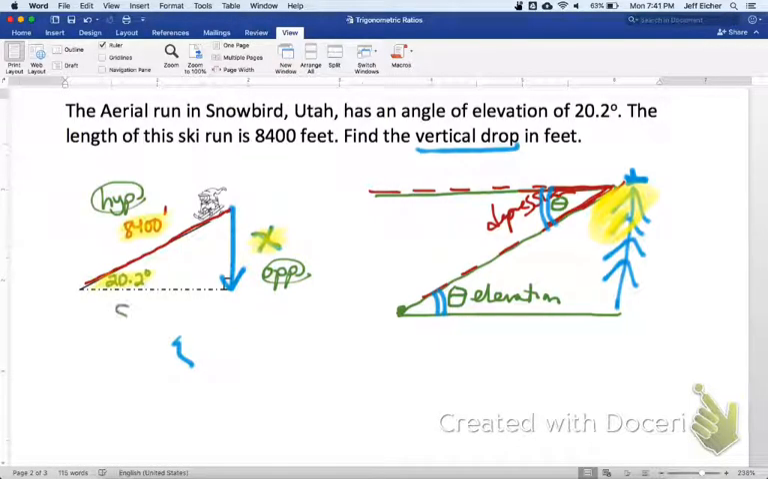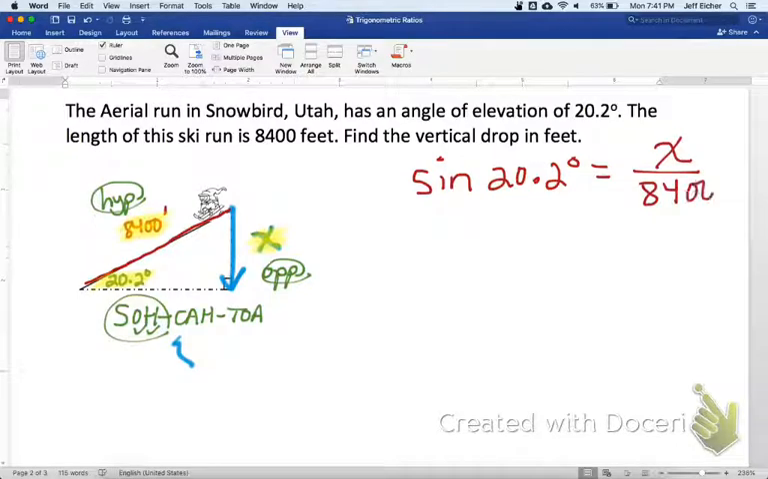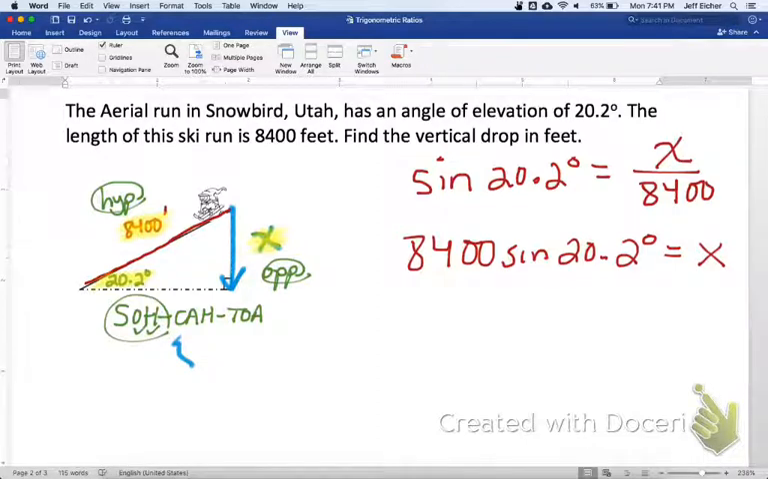So what trig ratio? Well, let's write SOHCAHTOA. SOHCAHTOA are the three trig ratios for a right triangle. So we have opposite and hypotenuse, so we need to use the sine ratio. We can write sine of 20.2 degrees equals the opposite side divided by the hypotenuse. The opposite is x, what we're solving for, and the hypotenuse is 8,400 feet. Solving that, we multiply both sides by 8,400, so x equals 8,400 times sine of 20.2 degrees. Make sure your calculator is in degree mode.